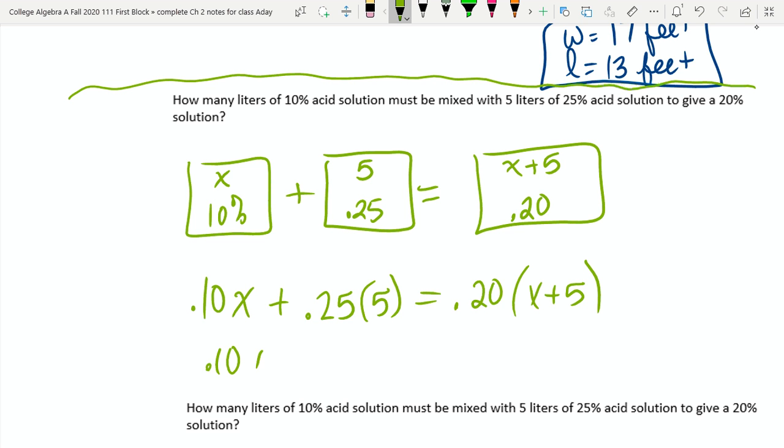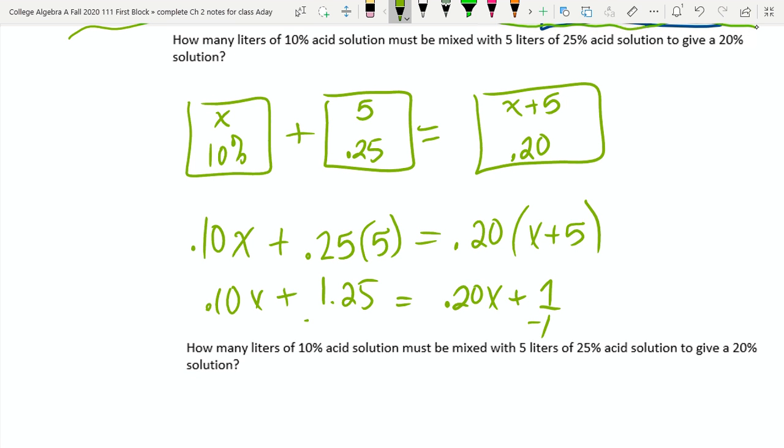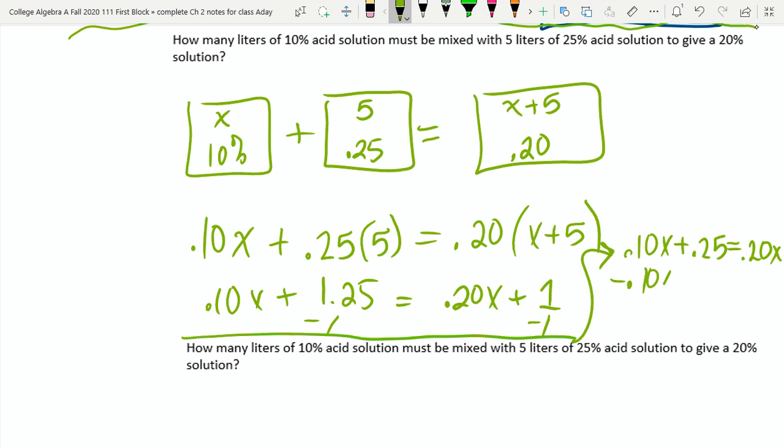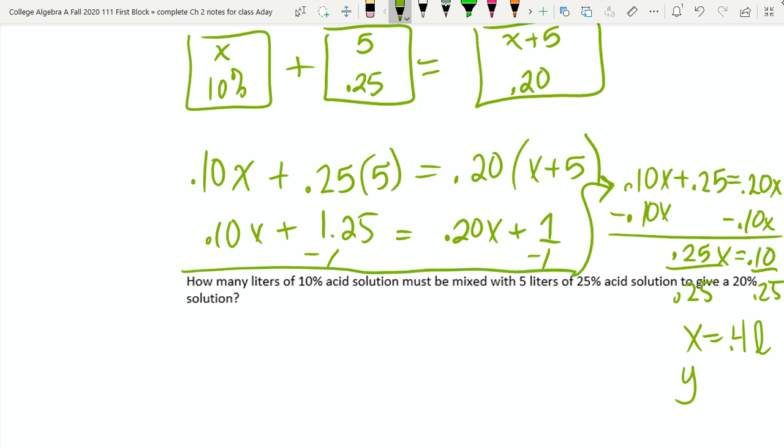See what we have here. So 0.10x plus, so 0.25 times 5 is 1.25 equals 0.20x plus 1. Let's subtract 1 from both sides. So 0.10x plus 0.25 equals 0.20x minus 0.10x. So we get 0.25x equals 0.10. Divide by 0.25. X equals 0.4 liters.